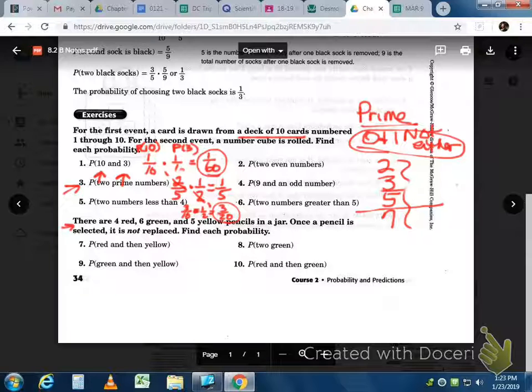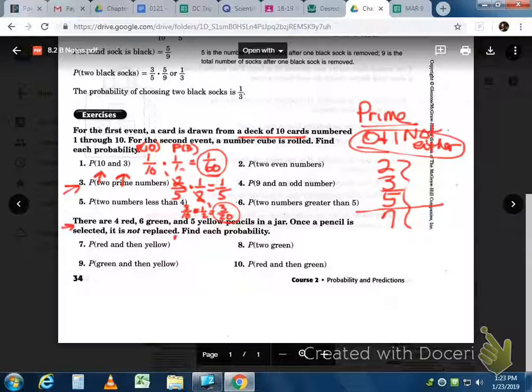There are 4 red, 6 green, 5 yellow pencils in a jar. Once a pencil is selected, it is not replaced. That's what I was talking about. One depends on the other. Once you pull a pencil out, the number of pencils in the jar are all different. So we want the probability of pulling out a red pencil, then a yellow.